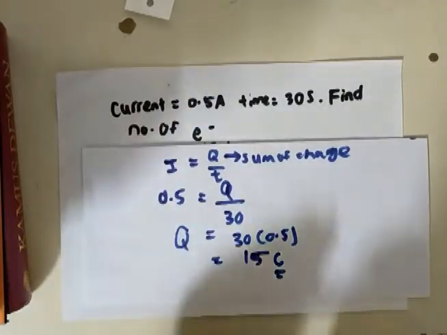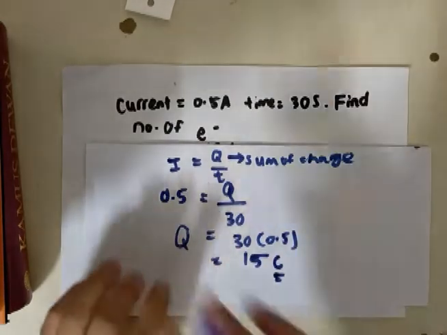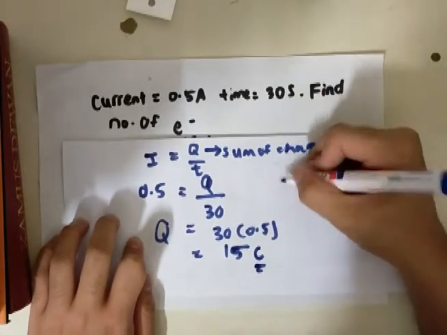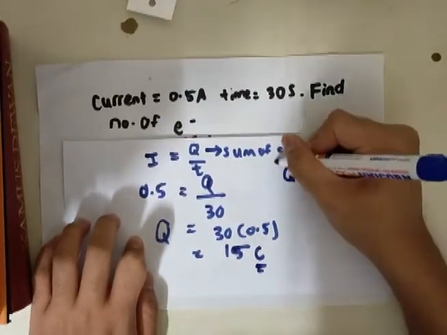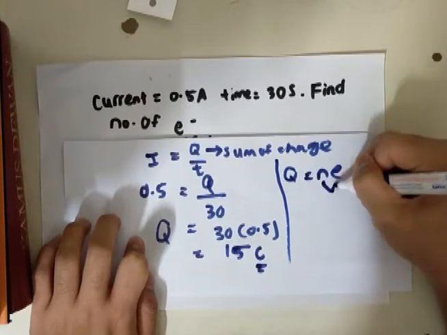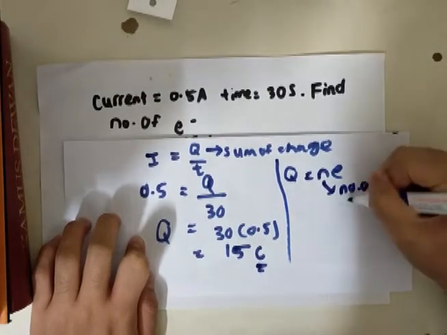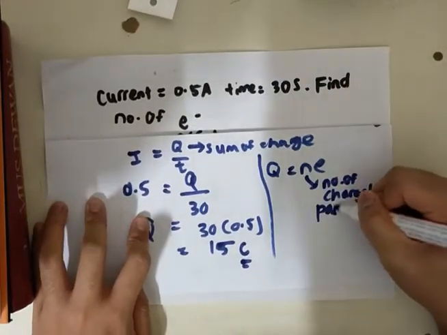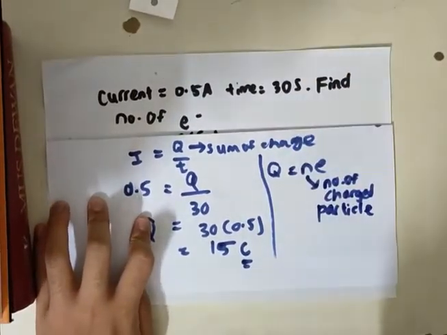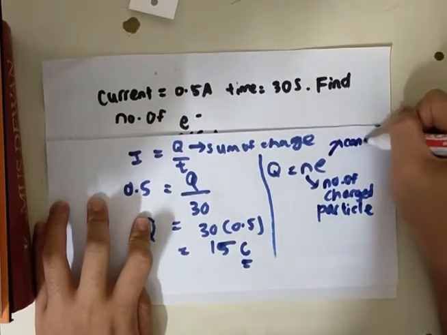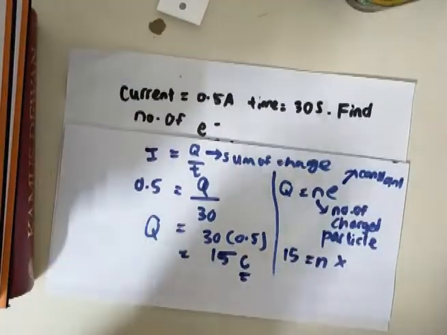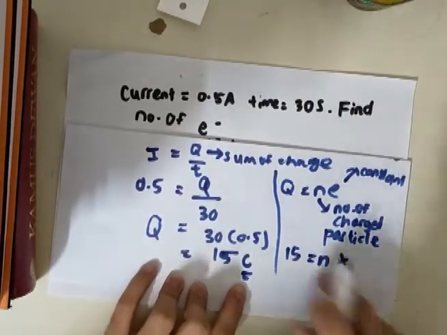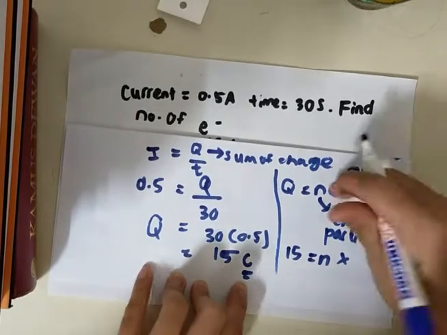The sum of charge doesn't mean the number of electrons. As you have known from the formula that we have learned earlier, Q equals NE. Right? Q equals NE. N is the number of charged particles, and E is a constant. So now we've got your 15 as the sum of charge, equal to the number of charged particles, which is your unknown, times your constant, which is E.